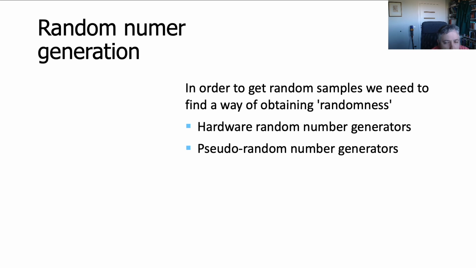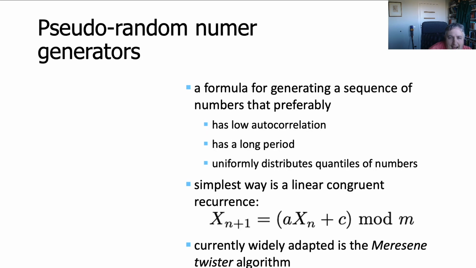Another option is a software solution, which is a pseudo-random number generator. A pseudo-random number generator is generally a formula for generating a sequence that would have low autocorrelation, have a long period, and have uniformly distributed quantiles of numbers. What does it mean? Low autocorrelation means that there is a very small, or preferably negligible, dependence of the current values on previous values.